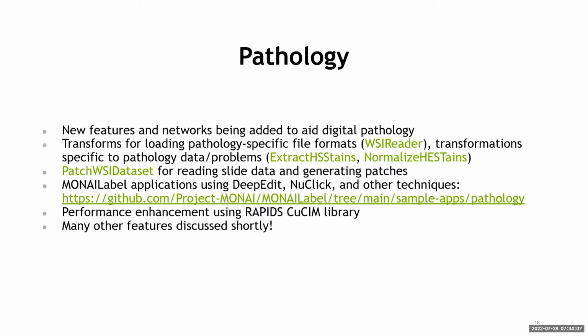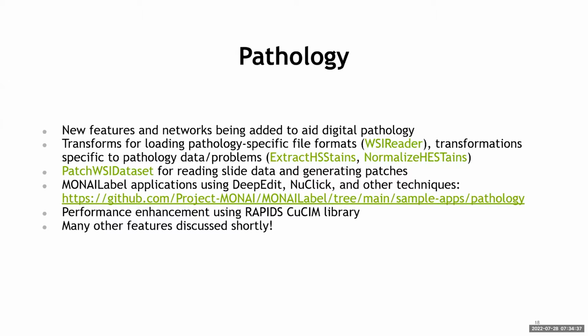So I'll talk very briefly on some of the new pathology features that we're adding to MONAI, but the next talk will go into more detail here. So we're adding new network definitions and new transforms and new facility classes to help workflows in the pathology realm that require very specific code to actually implement the kind of work that they need to do and to manipulate the kind of data that they typically work with.